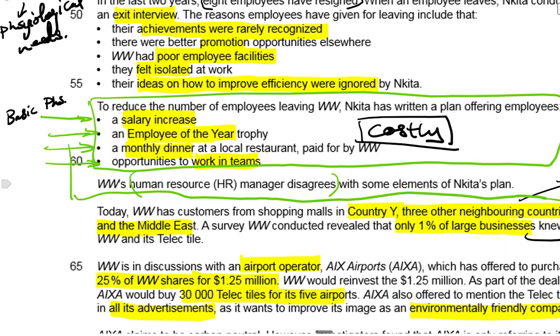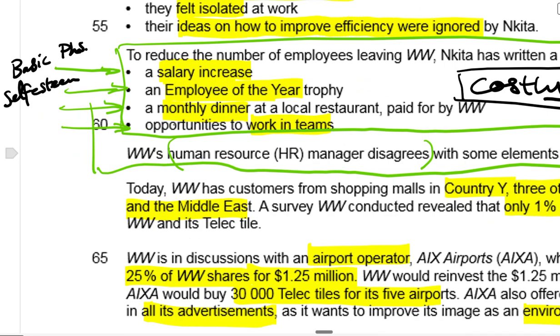Then we have Employee of the Year trophy, that is more about self-esteem, recognition, right? Self-esteem. You're providing recognition and giving them value. Then a monthly dinner at a local restaurant paid for by WW. This is more social, right? Love and belonging, social, love and belonging. And then we have opportunities to work in teams. Again, social, love and belonging.